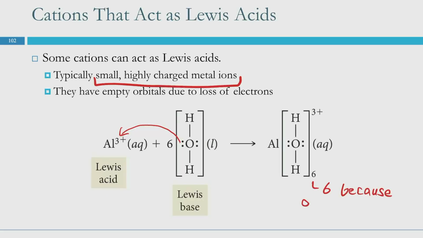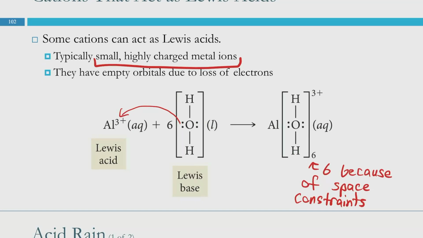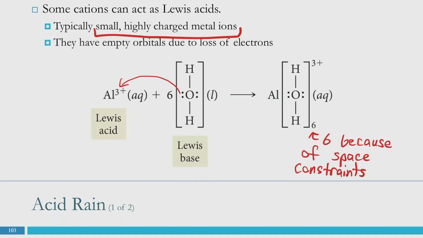So it's 6 because of space constraints. It's not big enough that you can fit 8 or 12 or 7, what have you. So those would be experimentally determined. But this is the reason why our cations, our small positively charged metal ions, can form acidic solutions. Questions so far?